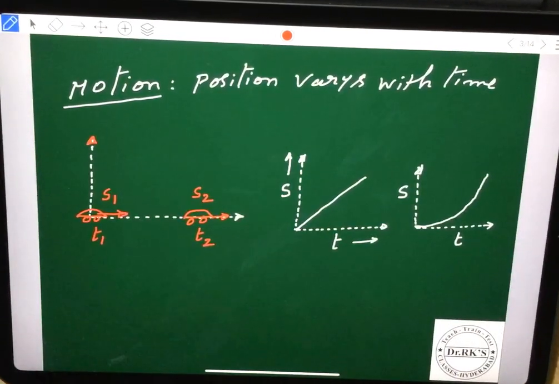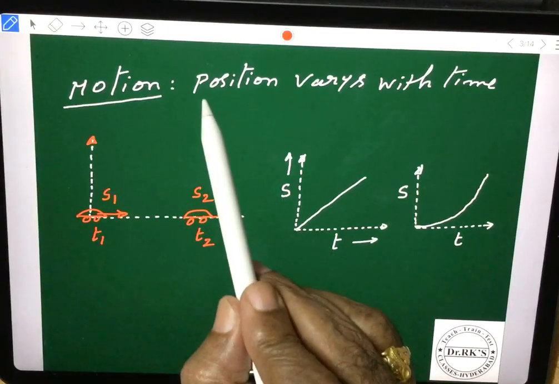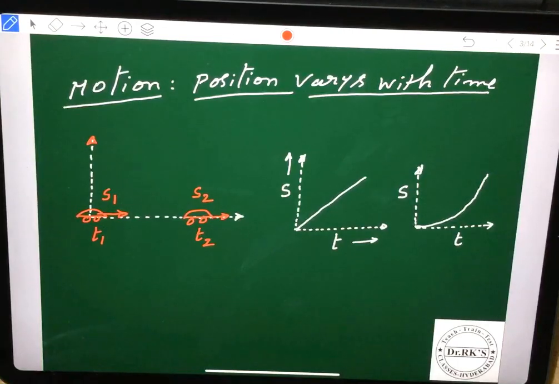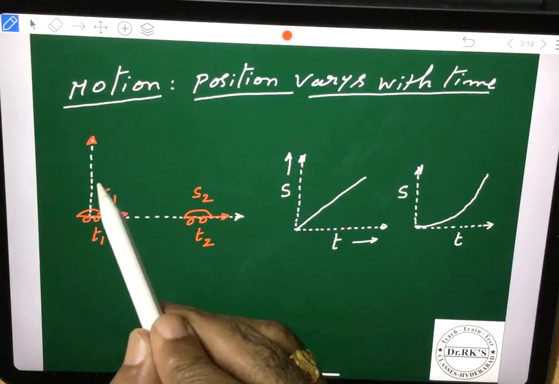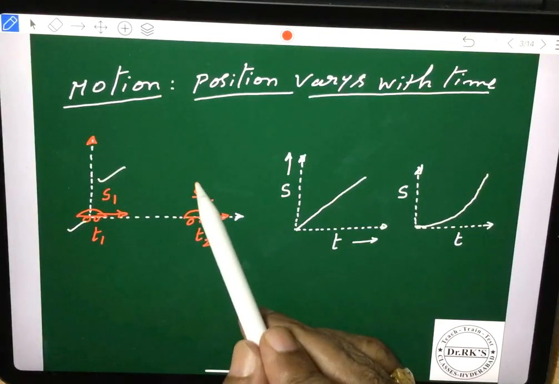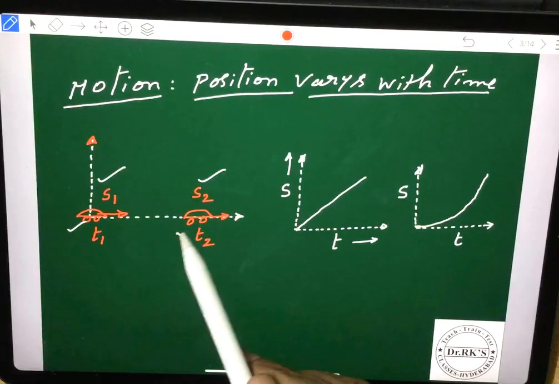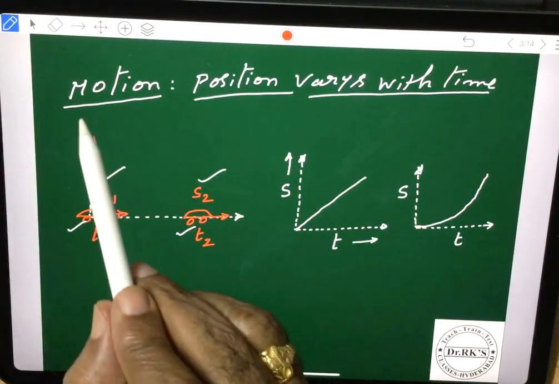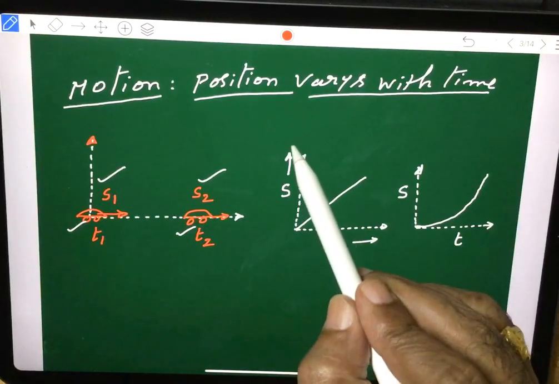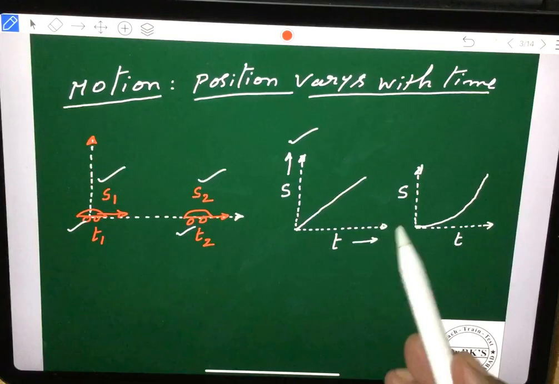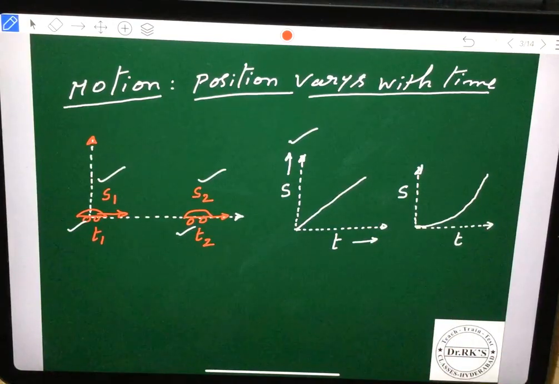Next, motion. If the position of the body varies with time, we say the object is in motion. Let us say x1 is the position of the body at time t1, x2 is the position of the body at time t2. So its position changes, we say it is in motion. That is, if you plot a graph of position versus time, it varies. It may vary linearly or it may vary non-linearly.